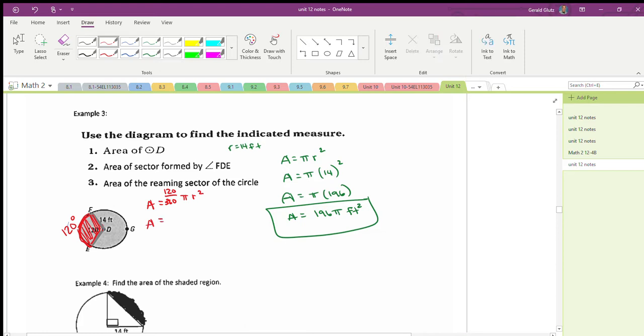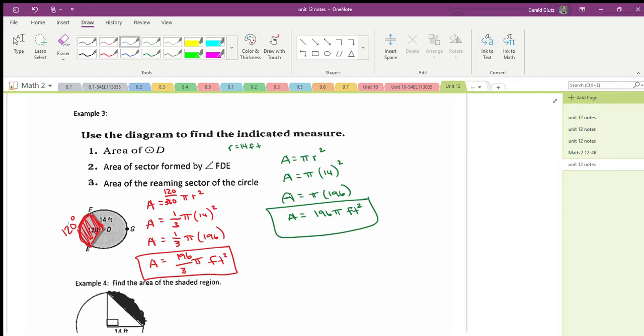If you wanted to reduce this fraction, you could. You don't have to, but I'm going to. So that reduces to 1/3. The radius is still the same, so we still have pi times 14 squared. So 1/3 times pi times 196. And then 3 does not go evenly into 196, so I'll just leave it as a fraction, 196 divided by 3 times pi square feet. If you wanted to, you could multiply this out in your calculator and get the decimal, but try to save some time and not do that.